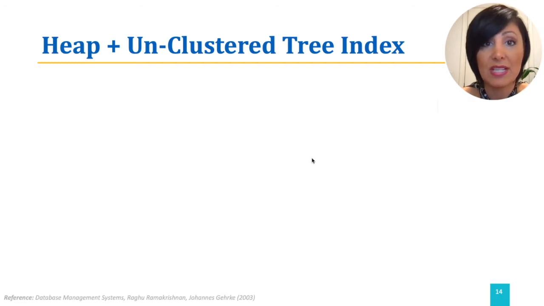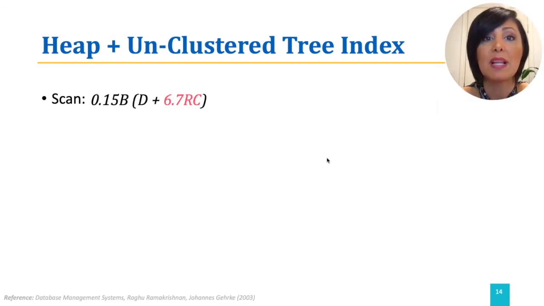Reading all the entries of the index file will take 0.15B times (D plus 6.7RC). This comes from the number of leaf pages being 0.15B and the number of data entries in a page being 6.7R, following the occupancy and the size of data entry assumptions we had.